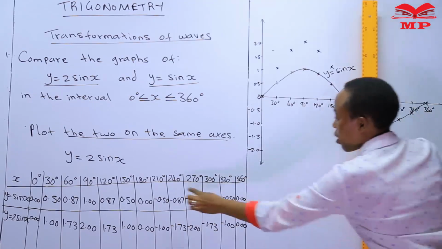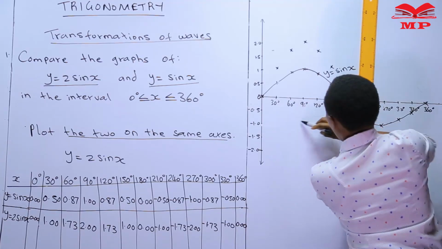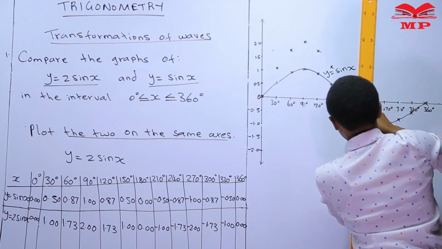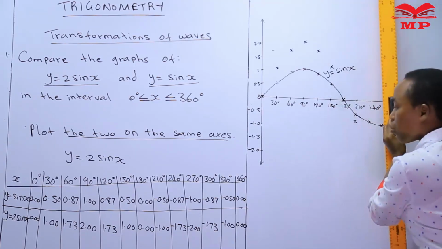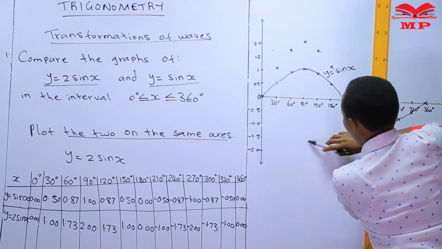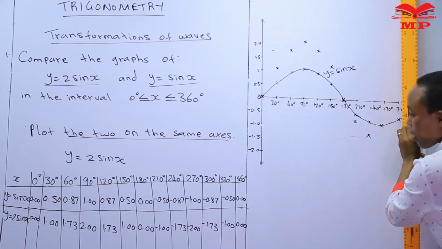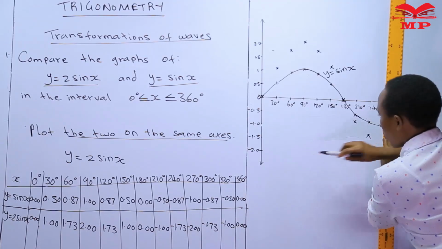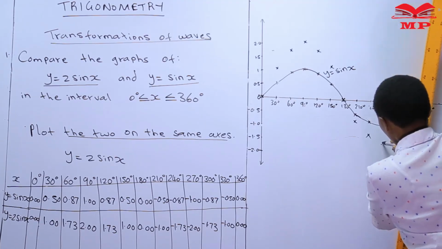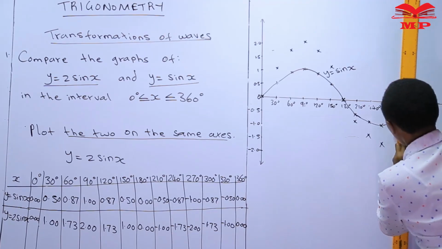210, we have negative 1. In the graph paper, it's very clear. Then 240, we have negative 1.73, so it's somewhere here. Then we have 270, we have negative 2. Negative 2 is down there. So we have that. Then 300, we have negative 1.73, which is here.